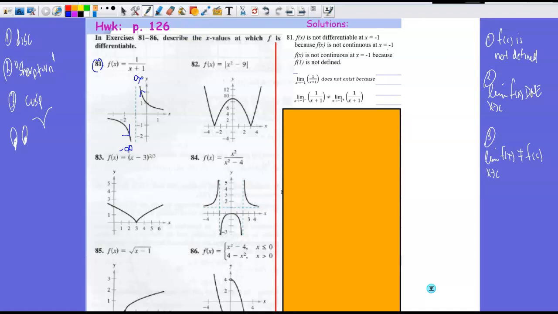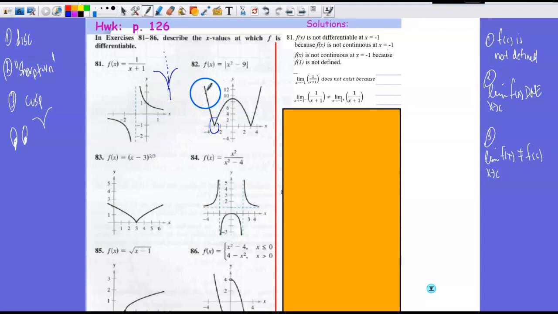All right, let's clear that away and go to number 82. In number 82, they've already provided the graph for us. And this one can be a bit tricky. I see a sharp turn, not a cusp. Remember, a cusp is when we dimple from the left and we dimple from the right, and from both sides the slopes seem to be moving towards one another. And in a cusp, they're moving towards being vertical.